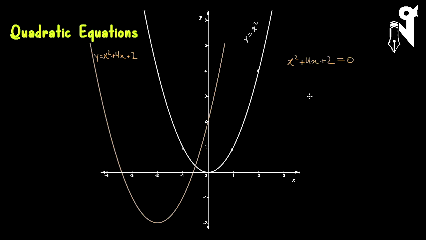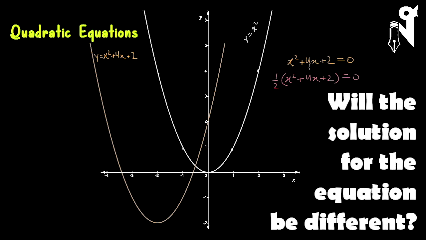Now you can keep breaking your head, but solving it by splitting the middle term would be a real pain. Before going on to formulate the method for solving any quadratic equation, allow me please to touch upon a very interesting concept over here. Let me ask you one thing. If I say I'm solving for half times x square plus 4x plus 2 equal to 0, will the solution for this pink equation be different from this orange equation?